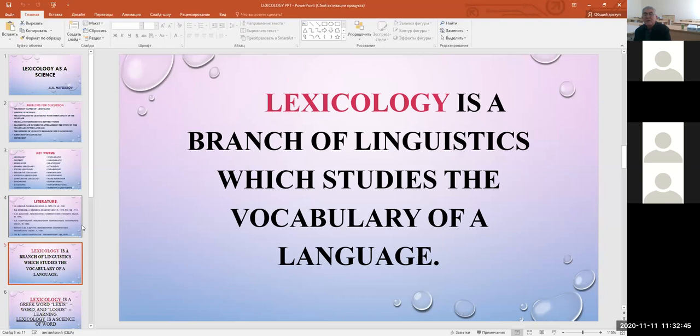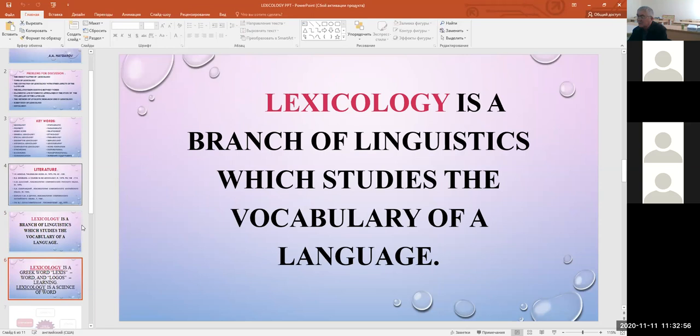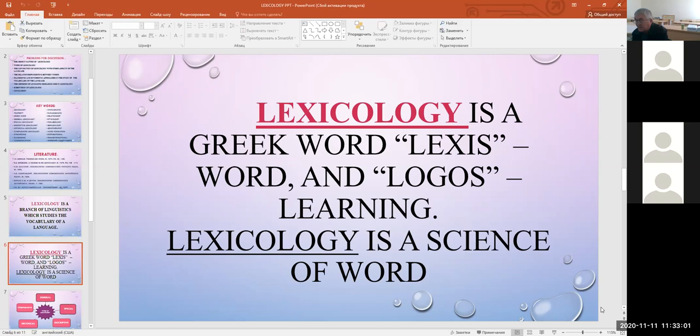So, lexicology is a branch of linguistics which studies the vocabulary of the language. Its basic task is to study the origin and the different properties of the vocabulary of a language. In other words, lexicology is concerned with words and set phrases which function in speech. Lexicology also studies all kinds of semantic relations such as synonyms, antonyms, polysemantic words, and semantic grouping or semantic fields.